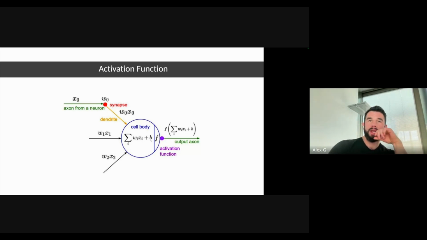Same here. So then you multiply, then add everything up, and then you pass it to the activation function. The activation function could be hyperbolic tangent, linear, rectified linear unit, step function, many others. Okay, is it clear? Any questions?